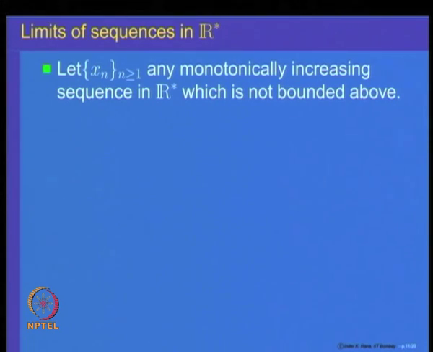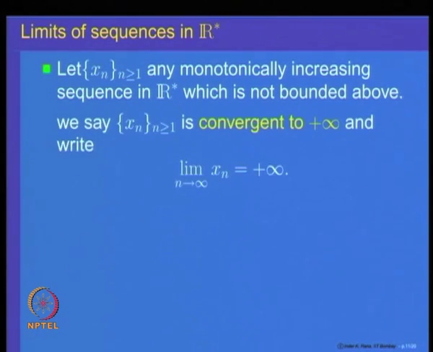So, let us look at a sequence x n which is monotonically increasing and which is not bounded above. If you recall, for a sequence in real numbers, if a sequence is monotonically increasing and bounded above, then it must be convergent. And now, if a sequence is monotonically increasing and it is in R star, a sequence of extended real numbers, and not bounded above, that means plus infinity is going to be an element of it. So, we will say the sequence converges to plus infinity and write the limit as equal to plus infinity.